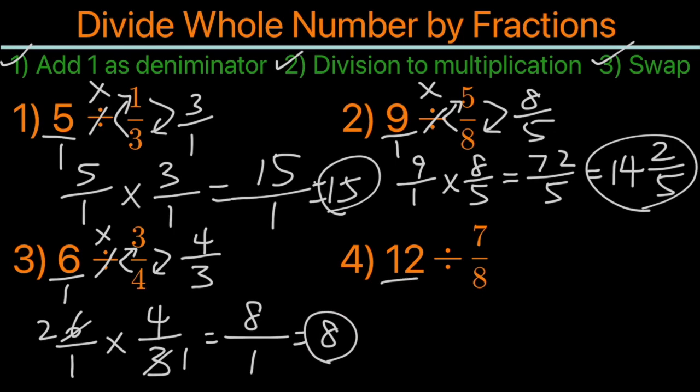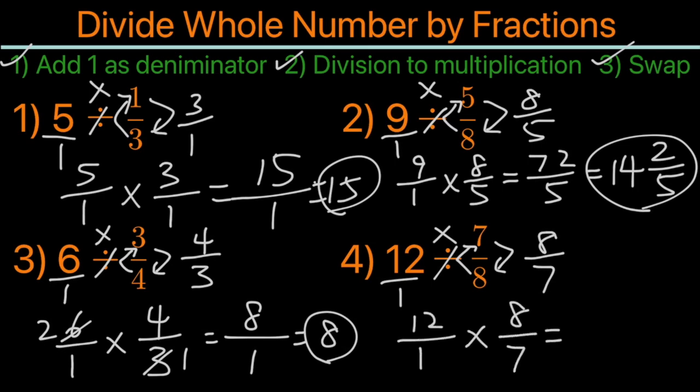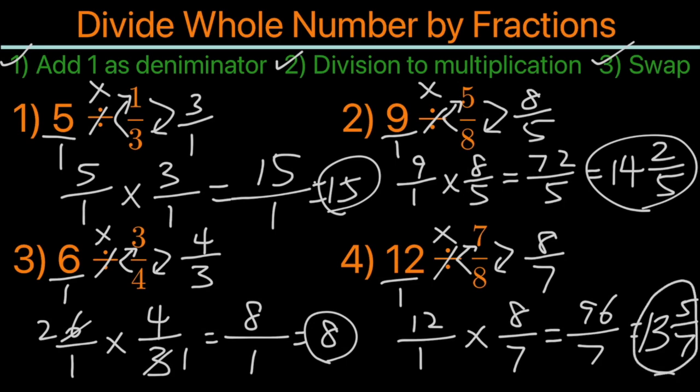Now for the fourth example, adding 1 as the denominator, change it to multiplication, and swapping, rewriting. Now 12 times 8 is 96, and then 7 on the bottom. And it's an improper fraction. If we divide 96 by 7, we will have 13 and 5 sevenths. So these 4 are examples of how you would divide whole numbers by fractions.